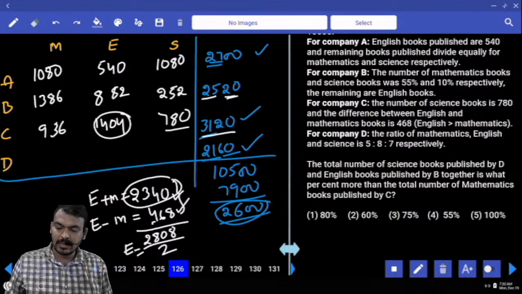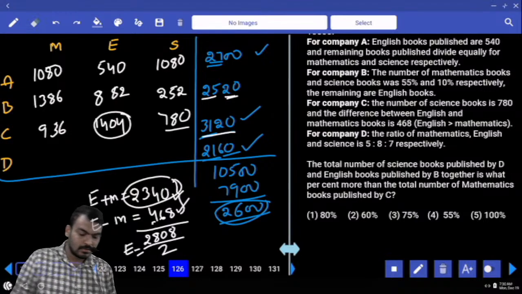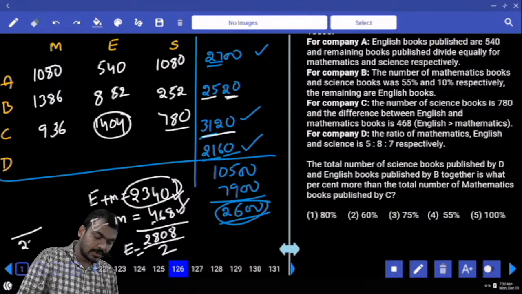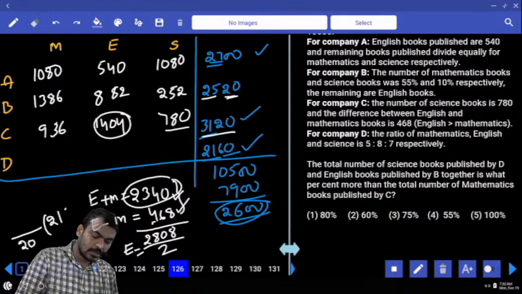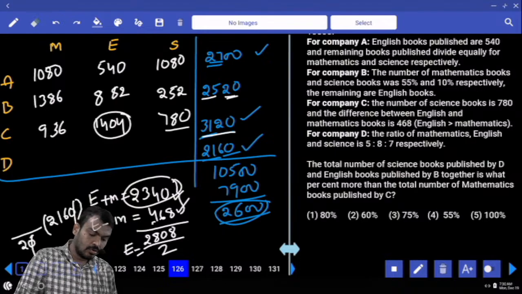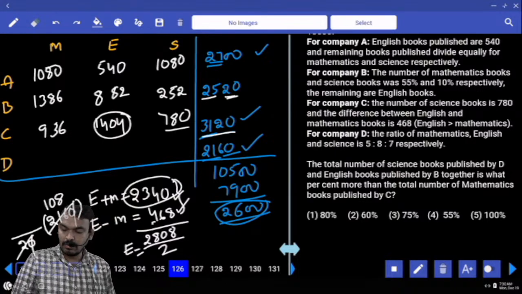Company D: maths, English and science are in which ratio? 5:8:7. Total how many parts? 20 parts. What is the 20 parts value? 2160. Divide by 20, we get the one part value. 2160 divided by 20 is how many times? Every one part is 108.